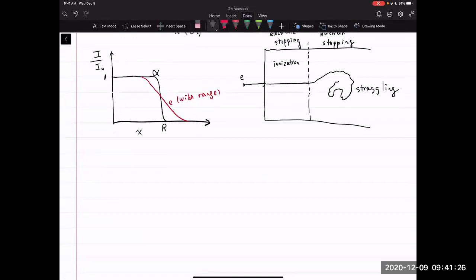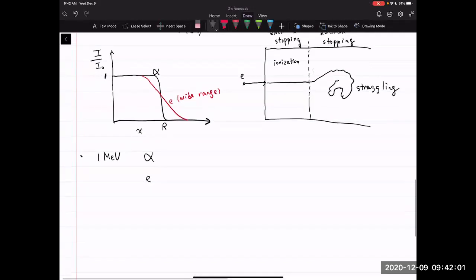And at the very end, I want to give you one interesting and important example. By putting the photon, neutron, and charged particles together, let's say if we have a 1 MeV radiation, it can be heavy charged particles, like say alpha particle, and can be light charged particles like electron, and can be photon.